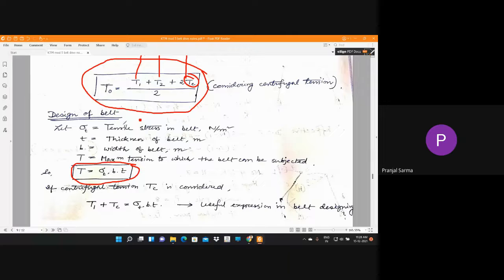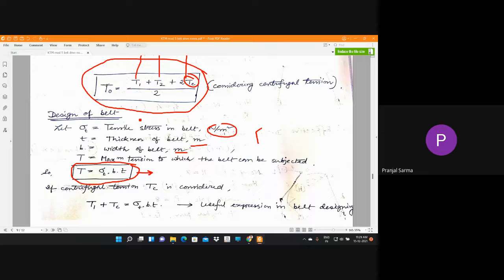The expression which is required is: let's consider sigma t to be the tensile stress in the belt in newton per meter square, and small t is the thickness of the belt in meter. Let B be the width of the belt in meter, and T is the maximum tension to which we can subject the belt. So this is a very important relationship: the maximum tension to which the belt can be subjected is T equal to sigma t B t.